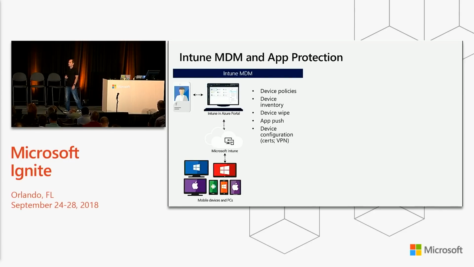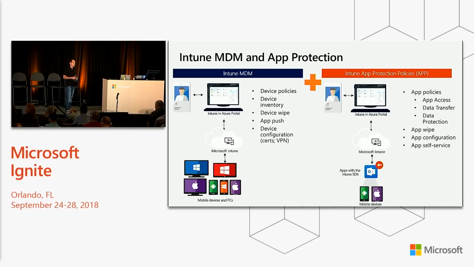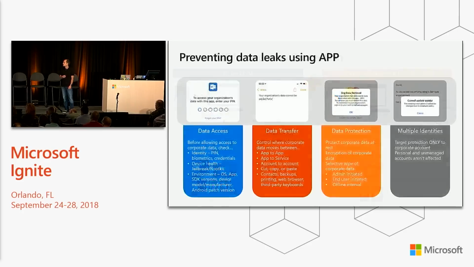But we're not done there. As I mentioned, users want to use their personal devices, and they want to do it without enrollment. So this is where Intune adds a unique value proposition that isn't available in other MDM solutions or EMM solutions. And this is what we refer to as app protection policies. This is where we can deploy a policy to the app that protects the corporate data within that app without requiring you to enroll the device. So let's look at what that is.